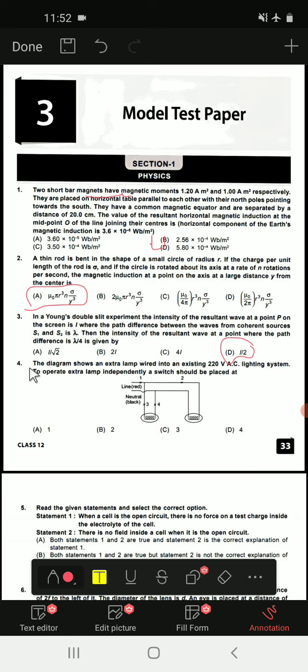Now we have the fourth question. The diagram shows an extra lamp wired into an existing 220 volt AC lighting system. To operate the extra lamp independently, a switch should be placed at. These are the two options given in this diagram. See the diagram carefully and now choose the best answer option.